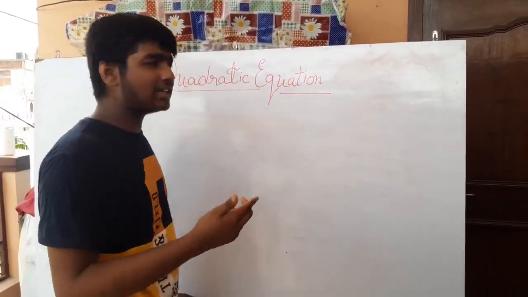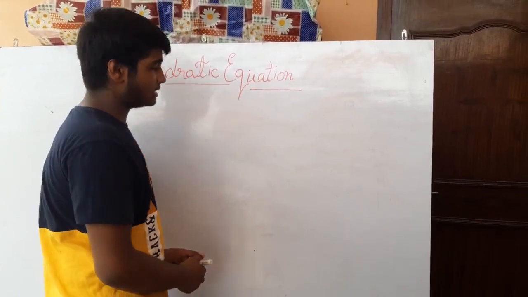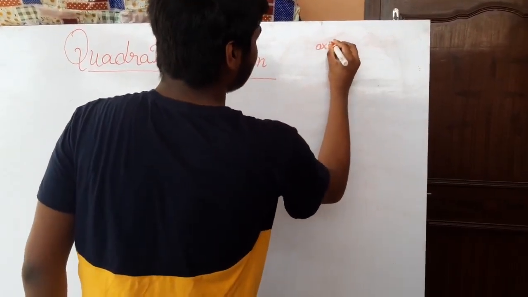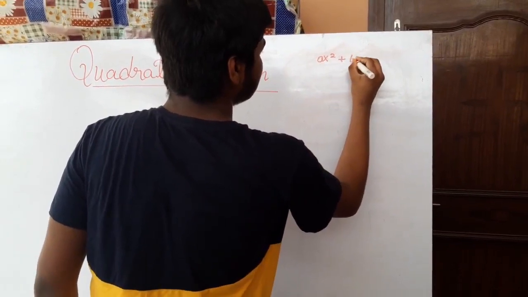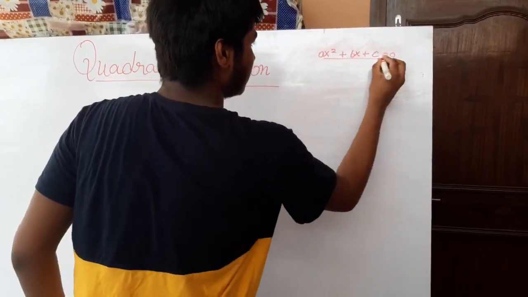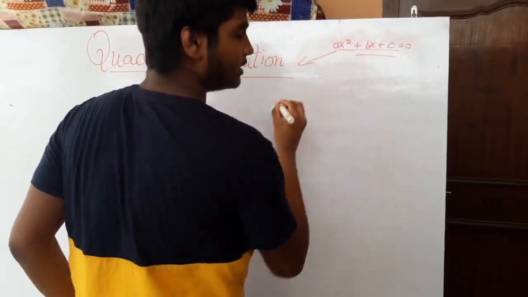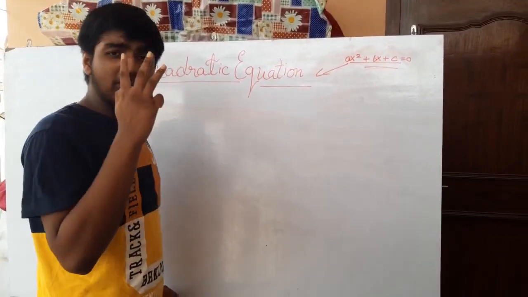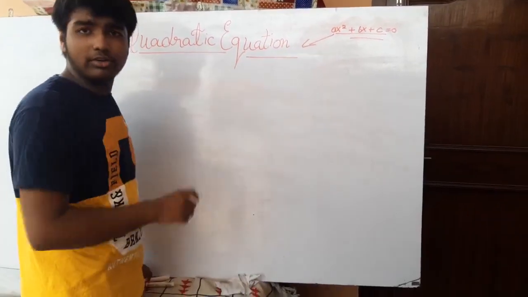So what's the standard form of a quadratic equation? The standard form of a quadratic equation is ax² + bx + c = 0. This is the standard form of a quadratic equation. Moving further, there are three methods by which we can solve a quadratic equation.